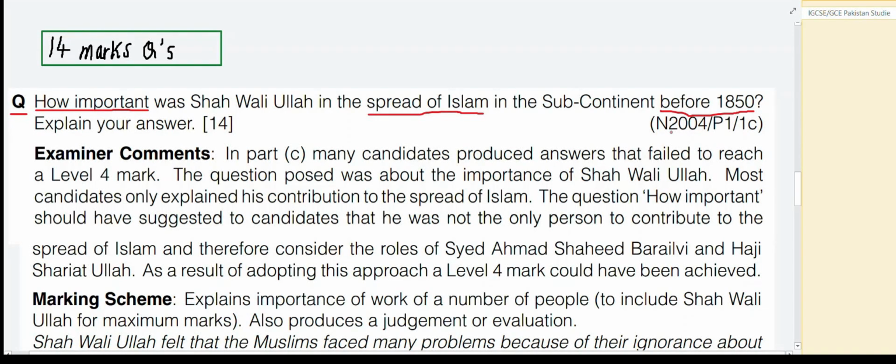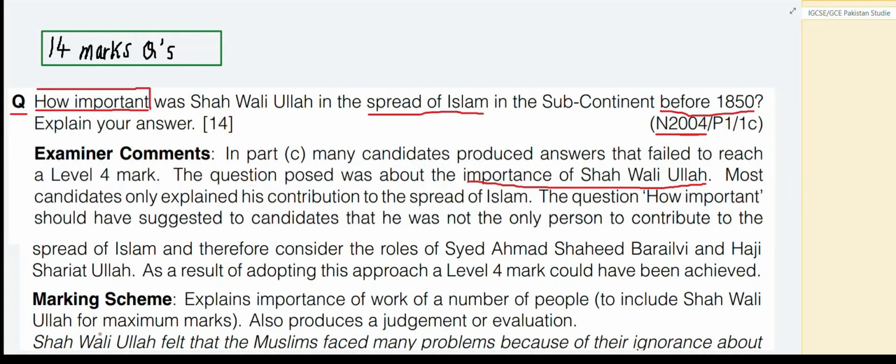This is November 2004 question, part C. Examiner comments. In part C, many candidates produced answers that failed to reach a level 4 mark. Right? The question posed was about the importance of Shah Waliullah. How do we get to know that the question was about the importance? By this keyword, how important. So we have to write the importance created by the work of Shah Waliullah, right? Created by the work of Shah Waliullah.